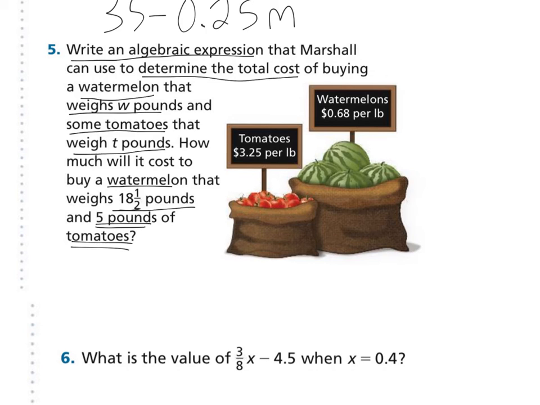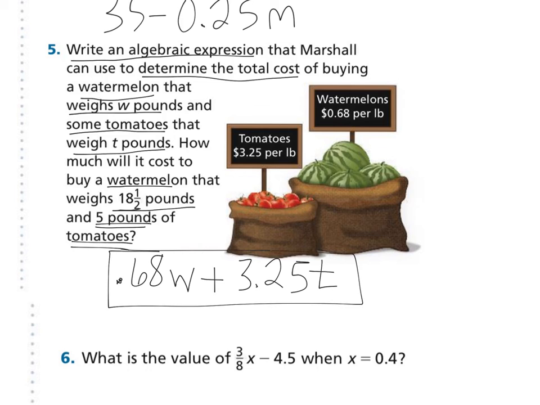So our expression to start out with, we're just going to write this using our variables. So with our variables, we have watermelons and we have tomatoes. So the watermelons are 68 cents a pound. So we do 0.68, 68 cents times W, which is our pounds for the watermelon. And then plus the tomatoes are 3.25 a pound, so that'd be 3.25 times T, which is our pounds of tomatoes. That is our expression to start out with. After we've written our expression, this is what they asked us to do here, write an algebraic expression, okay?